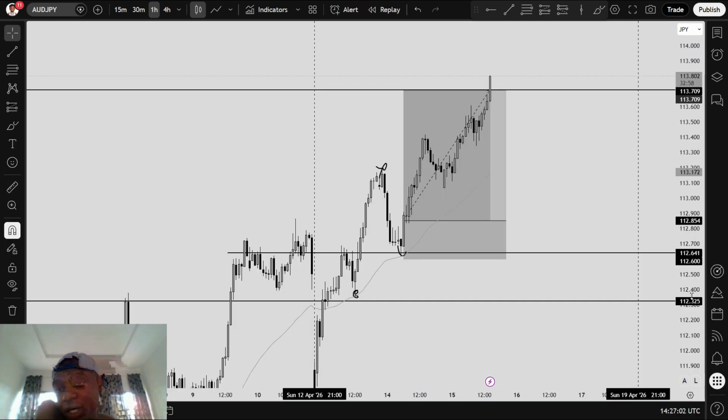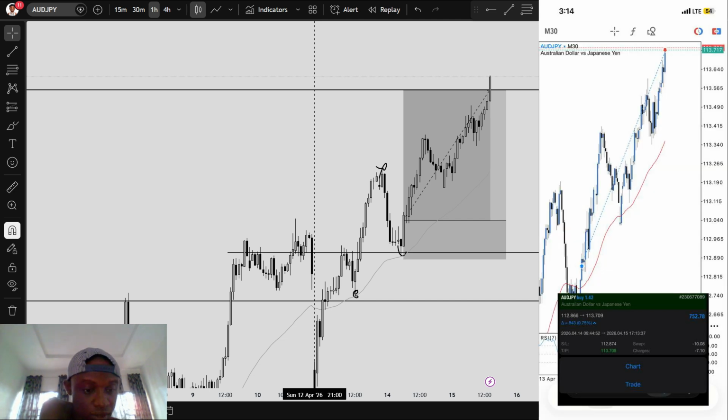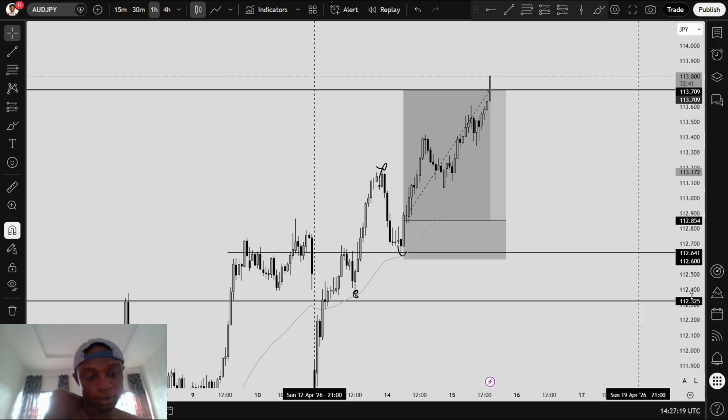So price finally hit the take profit. Done with this setup, I'll be done with this trade. Looking forward to the next. Made 700 plus on this trade, 750 plus. Right then, let's see how the market unfolds. Done with this.